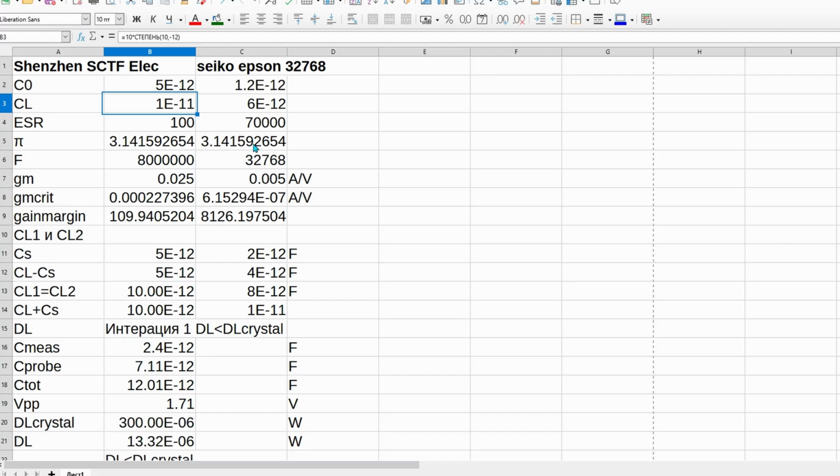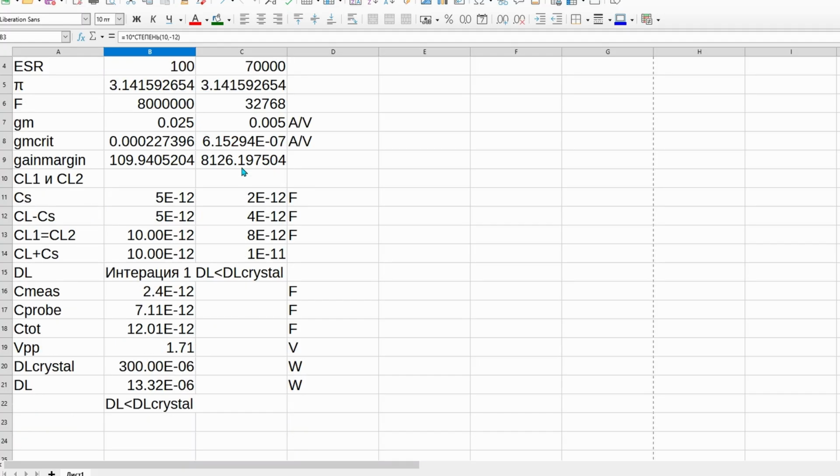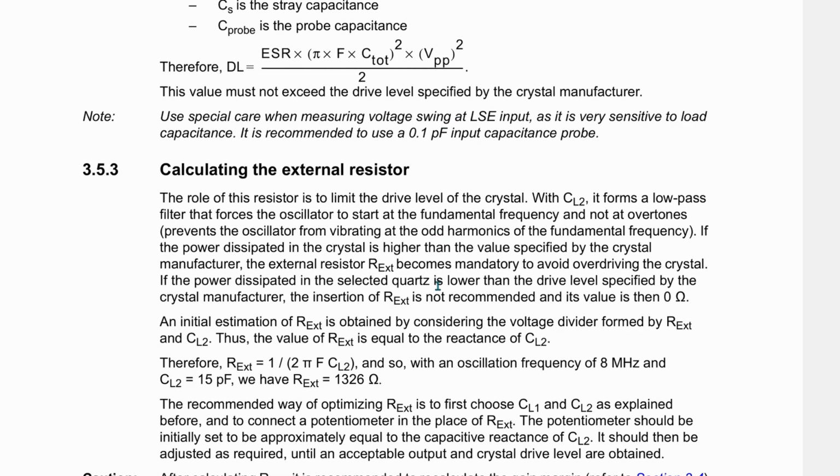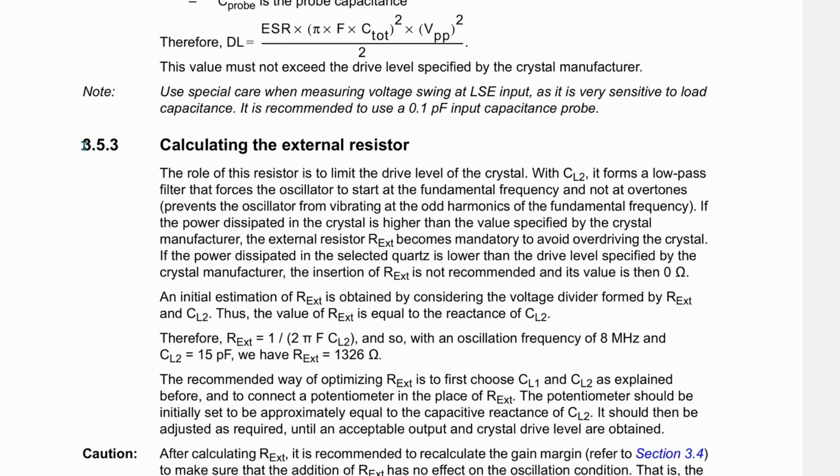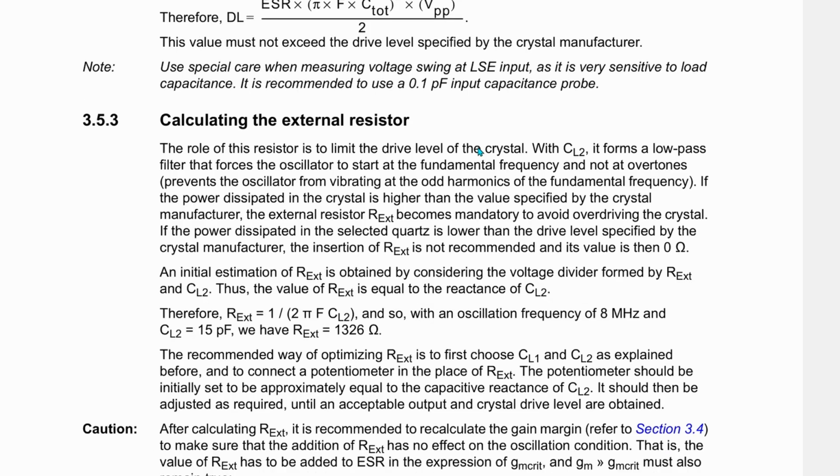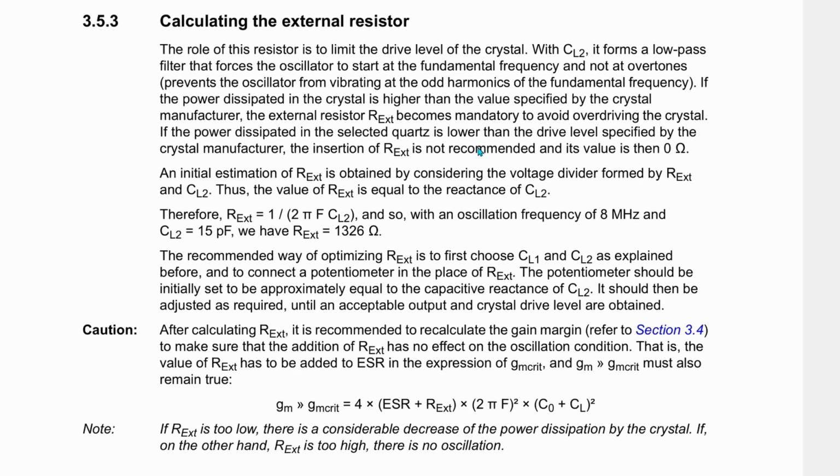In our case, the X resistor is not required, because the driving level of the circuit is less than the maximum driving level of the quartz resonator. If this is not the case in your situation, it is necessary to calculate X. The method of selection is given in AN 2867 section 3.5.3, calculating the external resistor.